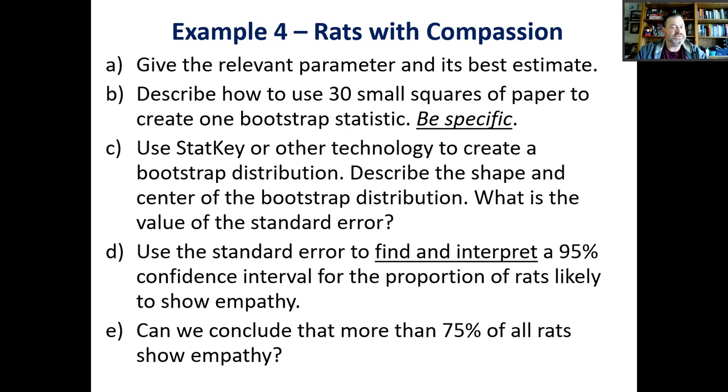Now, everything's in the notes here. I'm going to show you the StatKey at the end, because I don't want you working through the StatKey right now. If you want to do that, go back through and just check your answers, because all the answers are in the PowerPoints. Use the standard error to find and interpret a 95% confidence interval for the proportion of rats likely to show empathy. And then a follow-up question at the end. Can we conclude that more than 75% of all rats show empathy? A lot going on here, so let's start breaking it down.